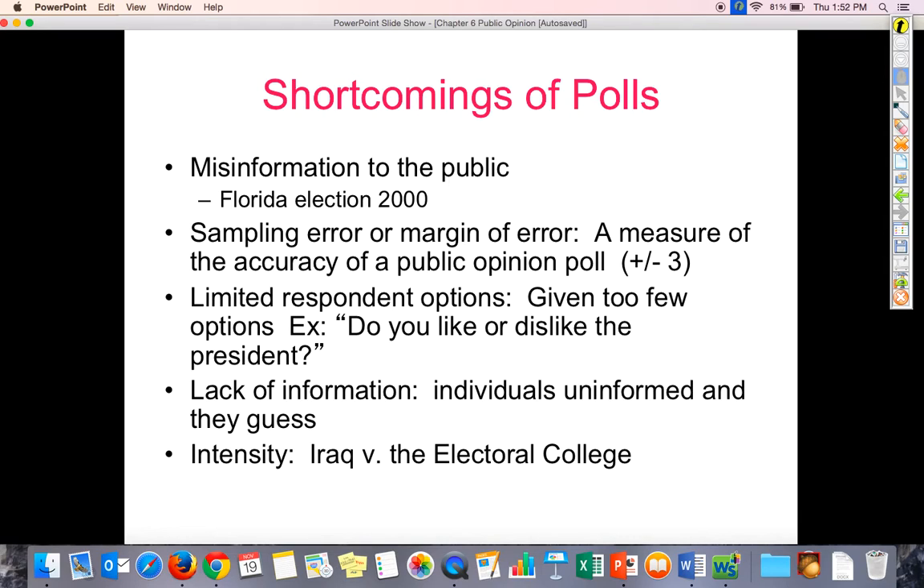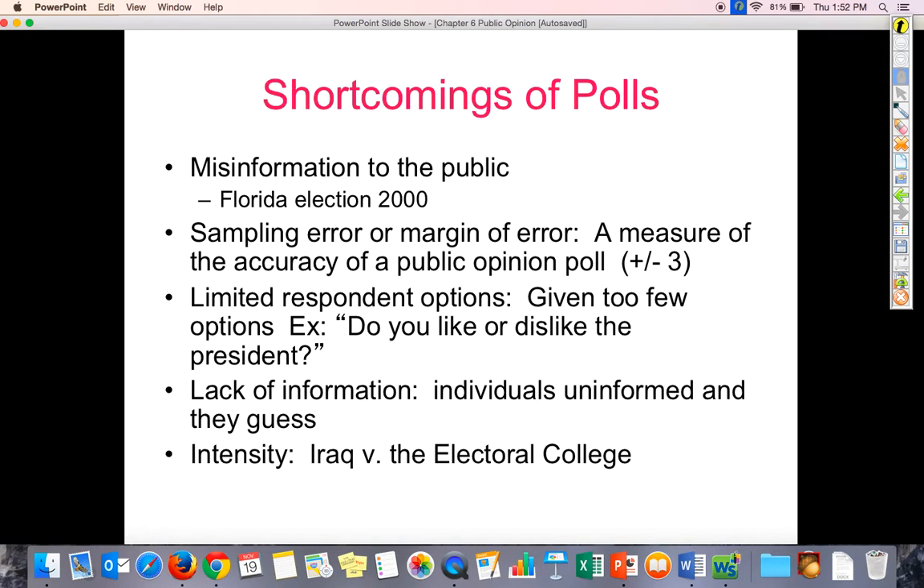In the presidential election of 2000, the news reported and went ahead and said that Florida was going to be won by Al Gore, the Democratic candidate. The media based that on early exit polls and called the state of Florida for Al Gore. And it led to some confusion because the polls weren't closed yet.